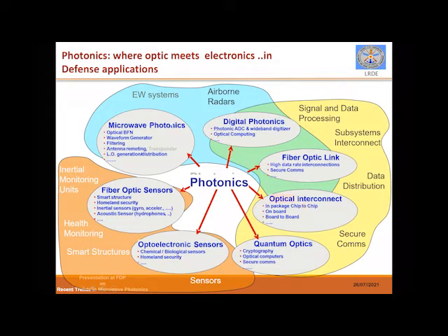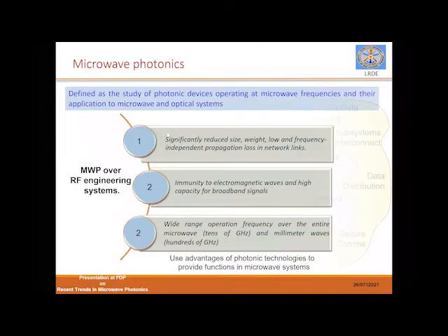Anyway, I told you that I'll be explaining microwave photonics in detail. First we have seen what photonics is and what the various applications of photonics in the defense domain are. Now we will see what microwave photonics means. Again, going by various definitions, it is defined as the study of photonic devices operating at microwave frequencies and their application to microwave and optical systems. Basically, it is an interdisciplinary field between RF engineering and photonics.